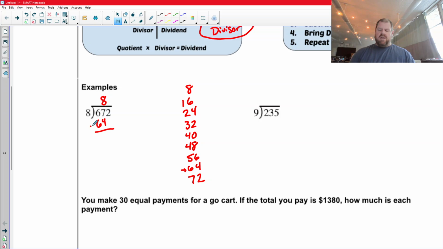And then I subtract. 67 minus 64 is 3. Bring down the 2. And now I repeat. I need a number on my list that's smaller or equal to 32. I have 32 right here. That's the 4th multiple of 8. And when I subtract, I get 0. There's no remainder. The problem 672 divided by 8 is always going to equal 84.